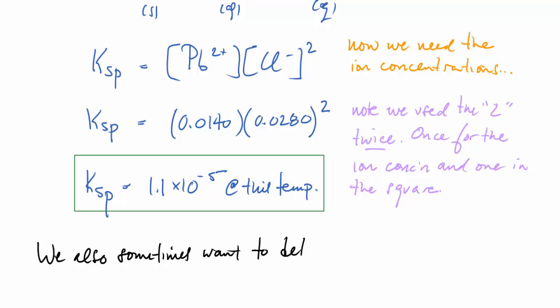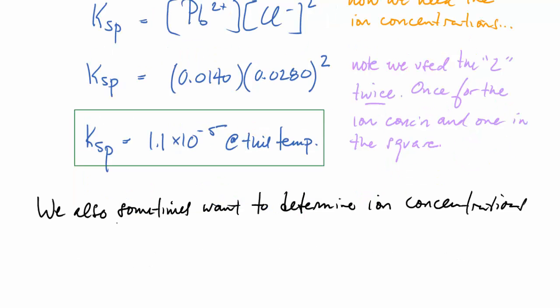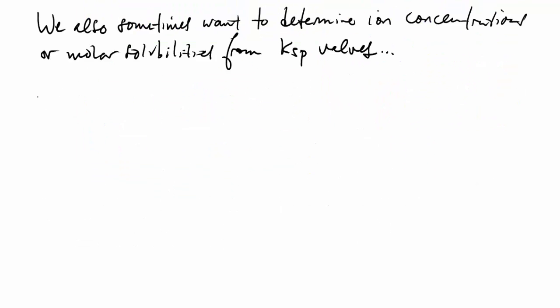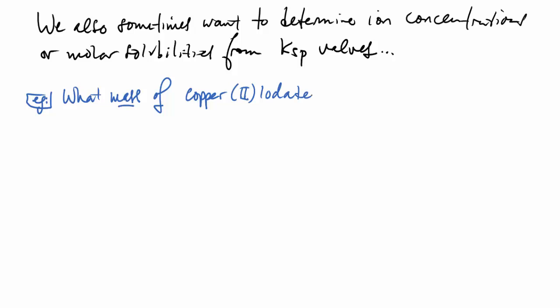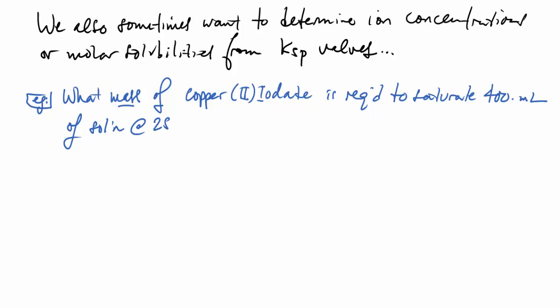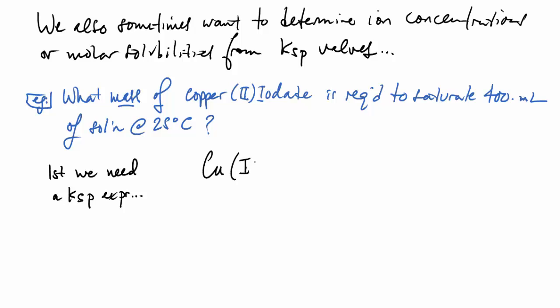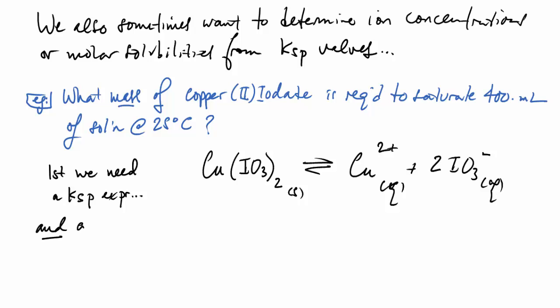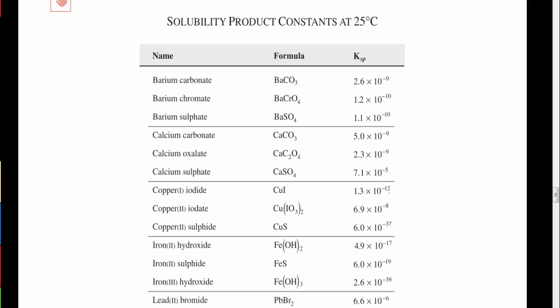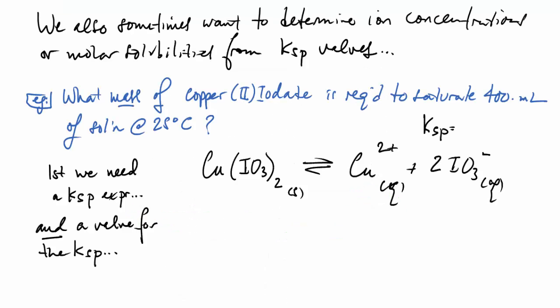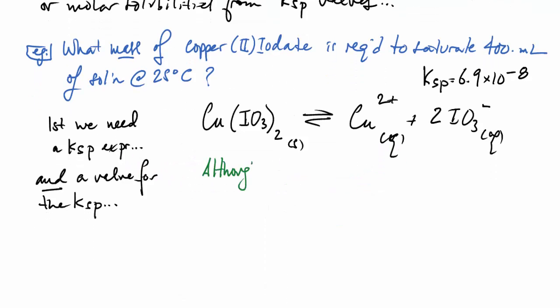Okay, that's it for our example. Sometimes we also want to determine ion concentrations or molar solubilities using Ksp values, so going backwards the other direction. Here's a good example, with a little bit of an extra twist on it: what mass of copper 2 iodate is required to saturate 400 mL of solution at 25 Celsius? So first we're going to need a Ksp expression for the copper 2 iodate, and here it is. You have the typical dissociation and precipitation reactions, and we'll need a value for the Ksp. So we'll go here to our table and look up copper 2 iodate as 6.9 times 10 to the minus 8.